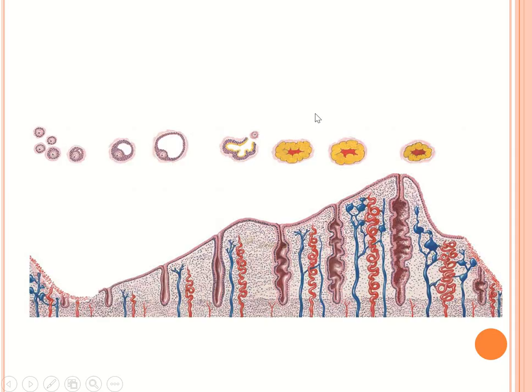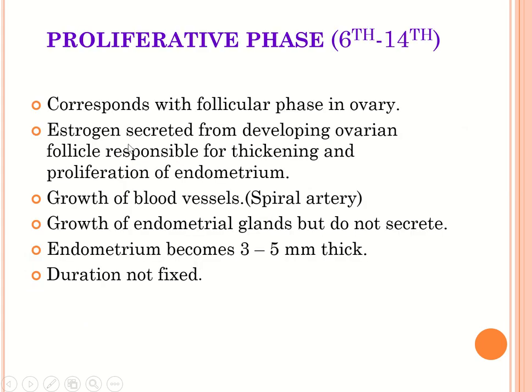It corresponds with the follicular phase in the ovary. Now, moving back to the previous diagram, when the proliferation is happening, you can observe in the ovary, the follicles are also growing. That's why this is also called the follicular phase. And remember, during this proliferation, the hormone which supports the proliferation is mainly estrogen. So, estrogen secreted from the developing ovarian follicle is responsible for thickening and proliferation of the endometrium. It is the hormone estrogen coming from these follicles that is producing all this proliferation.